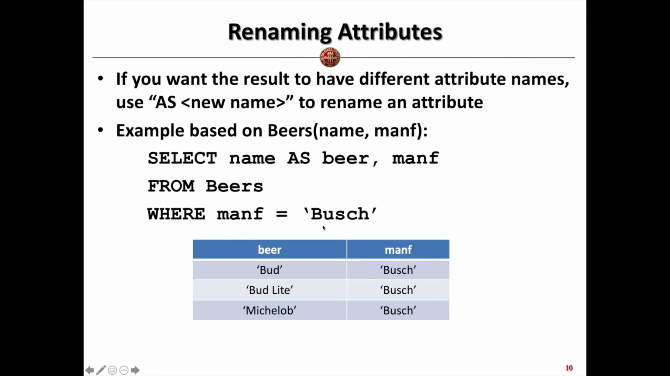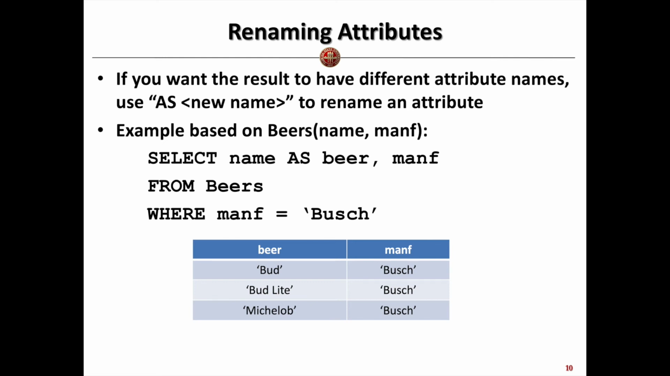By executing this query, we will have the result showing at the bottom. We will have a table, right? First of all, the result is a table. In the table, we have two attributes. The first one is beer, because we changed name to beer in this statement, right? The second one is manufacturer. And for all the tuples in the table, the manufacturer equals Bush because it is the condition, right? So we can do the renaming of attributes very easily in select from where statements.